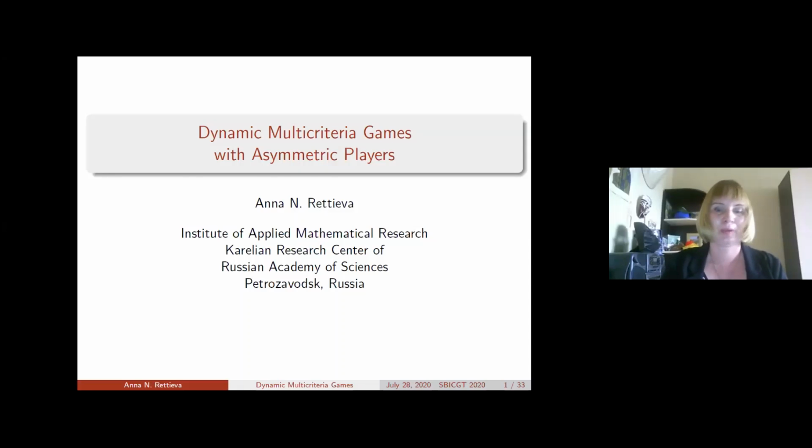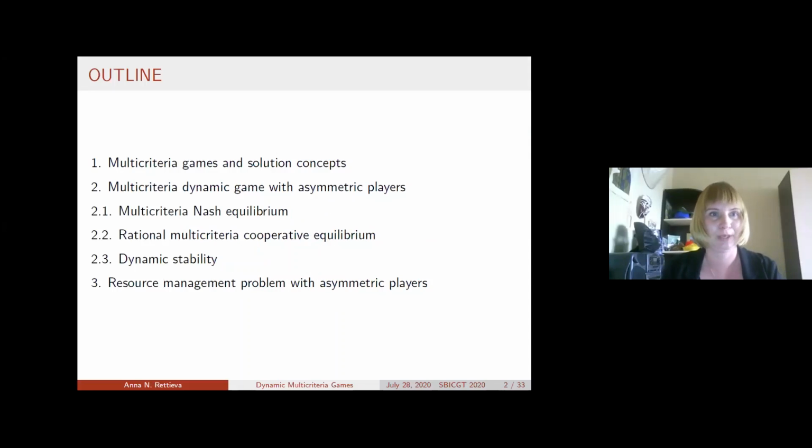And here is the outline of my talk. We will start with static multicriteria games and existing solution concepts. And then we will consider multicriteria dynamic game with asymmetric players. First, we'll construct non-cooperative behavior and then cooperative behavior. Moreover, we will present a new approach to construct cooperative equilibria that guarantees the individual rationality conditions fulfillment.